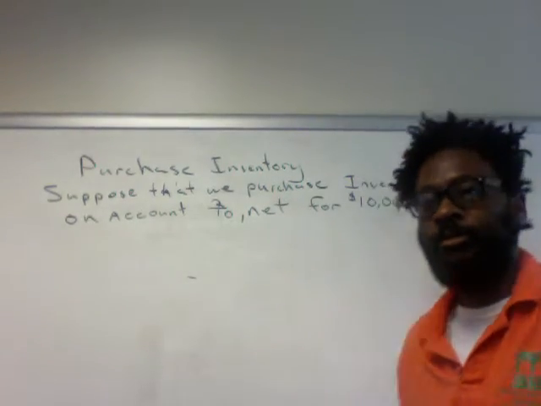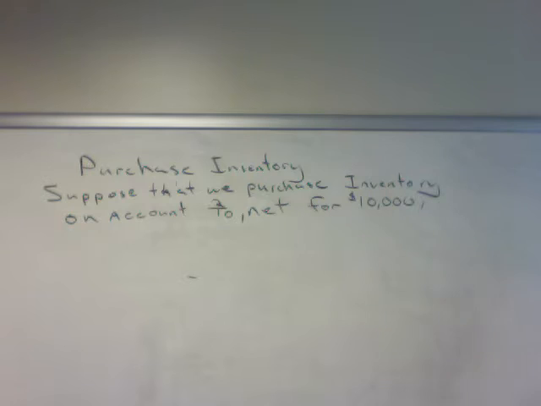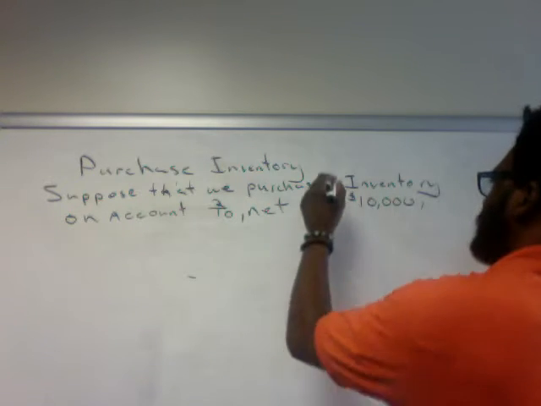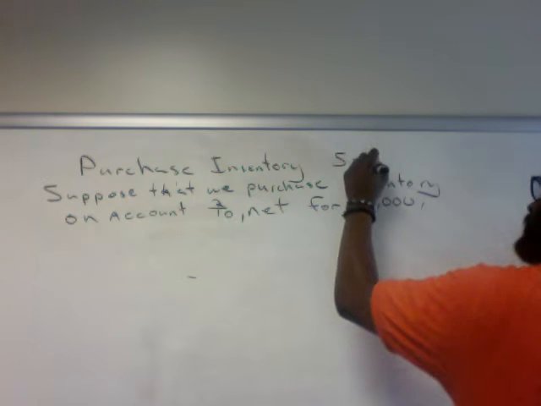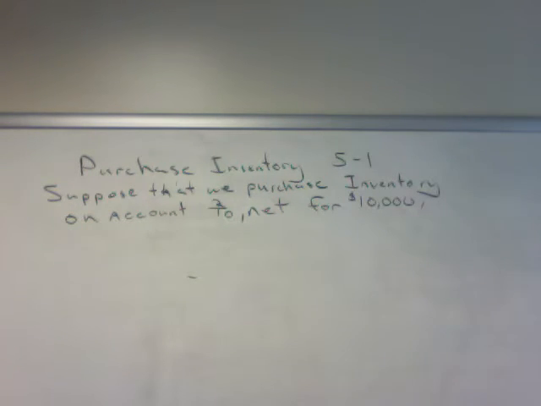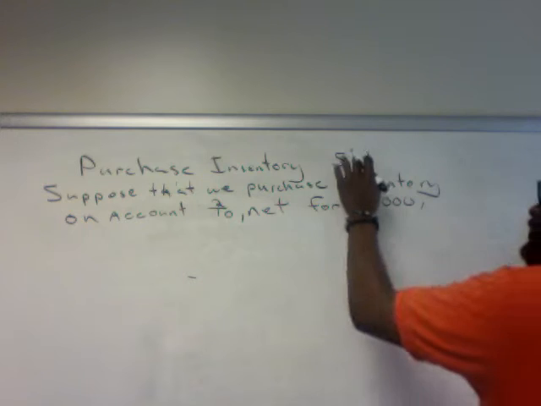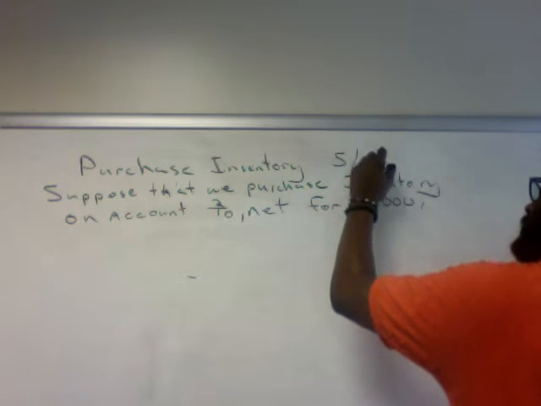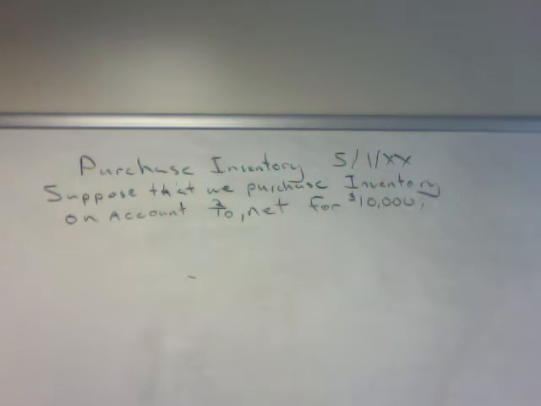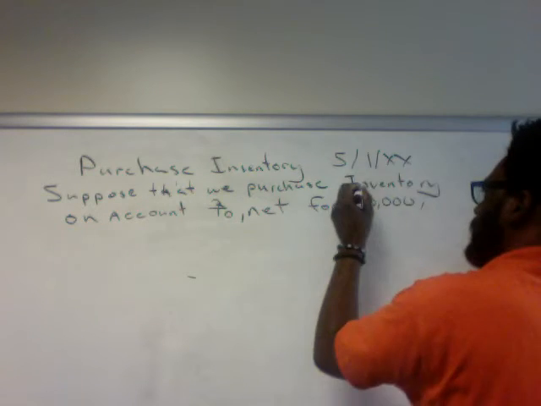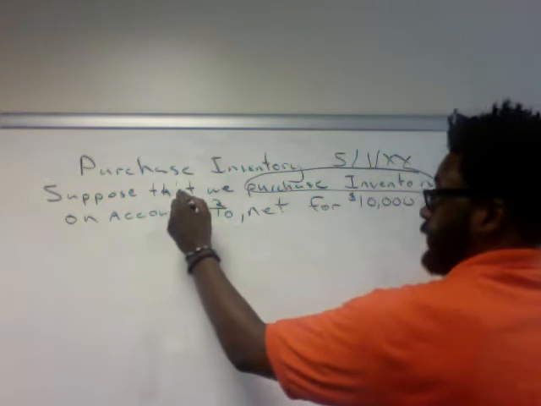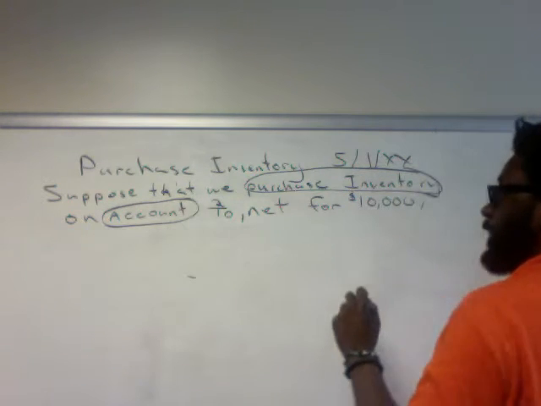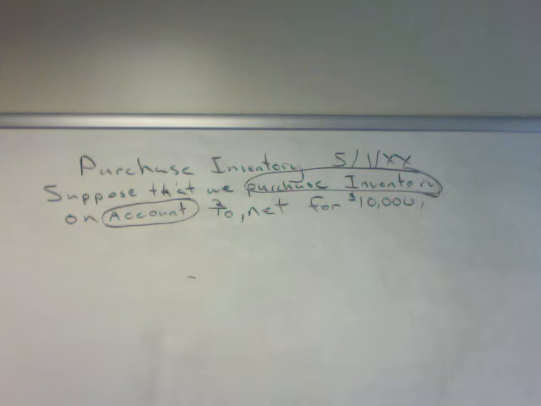So suppose that we purchase inventory on account 2/10 net 30. Let's suppose that the date is May 1st, right? Suppose the date is May 1st, whatever the year. Okay? Keywords, inventory was purchased, right? Very much a keyword. On account, right? And 2/10 net 30, okay?